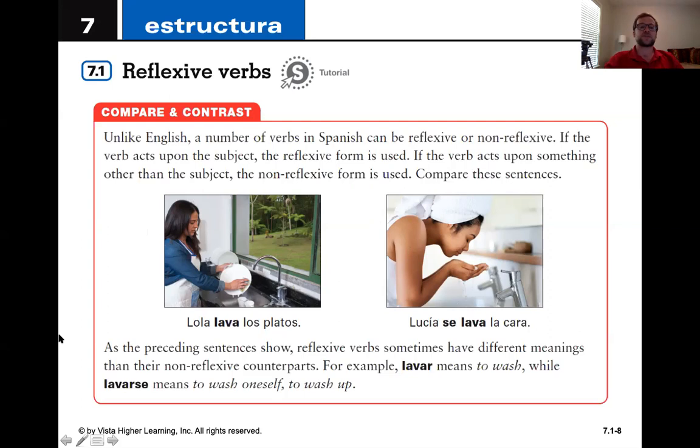Good. Now, as the preceding sentences show, reflexive verbs sometimes have different meanings than their non-reflexive counterparts. For example, lavar means to wash, but lavarse means to wash oneself. So when you see that se on there, it's just saying to oneself, right?